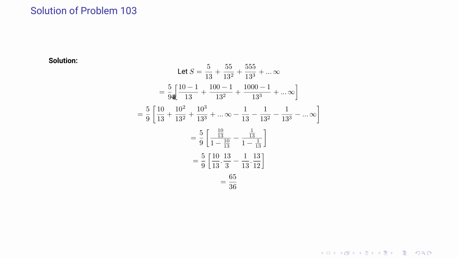We multiply and divide by 9, so we get 9 over here. And this is 9, this is 99, and this is 999, and so on. So we can rewrite this in the form of two geometric progressions. One would be 10/13 + 10²/13² + 10³/13³ up to infinity. And the second would be these minus 1s, that is, −1/13, −1/13², and so on.